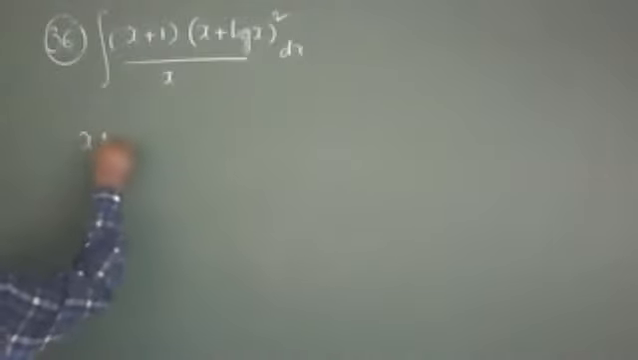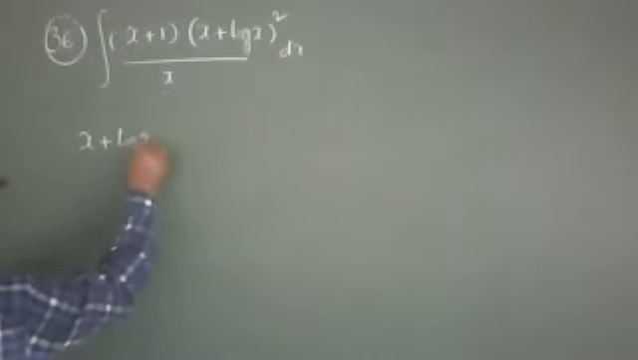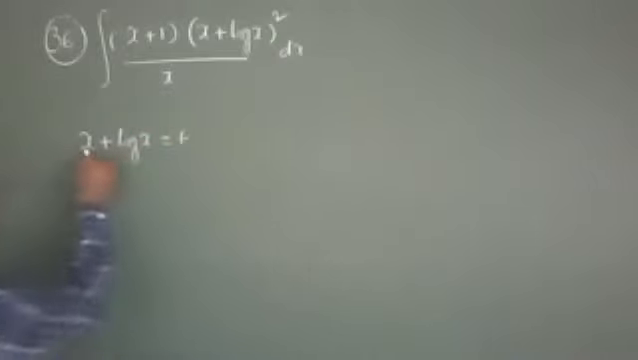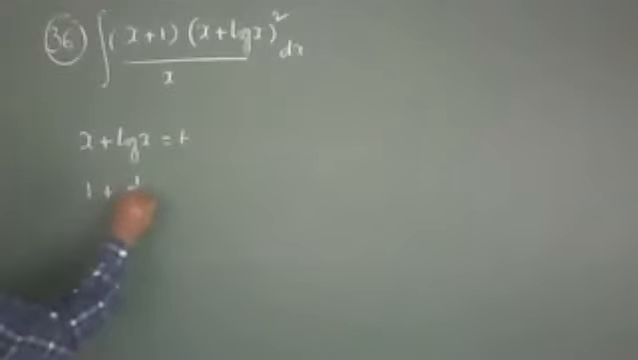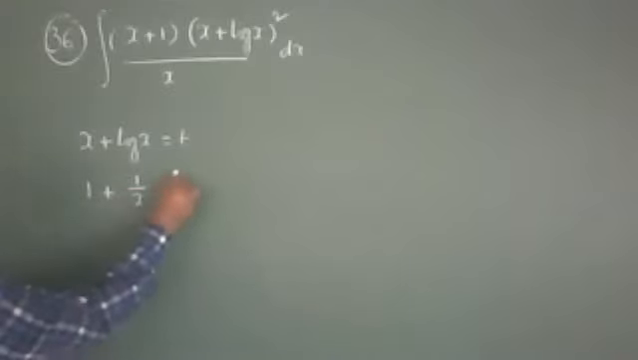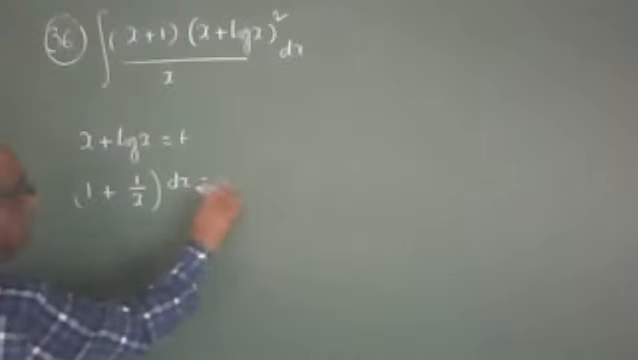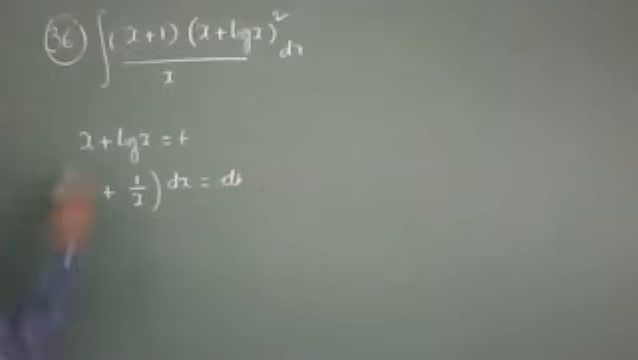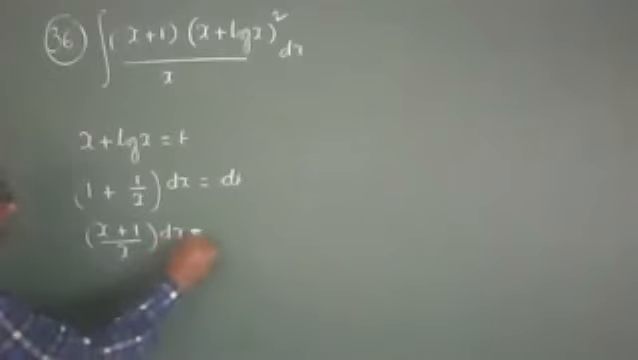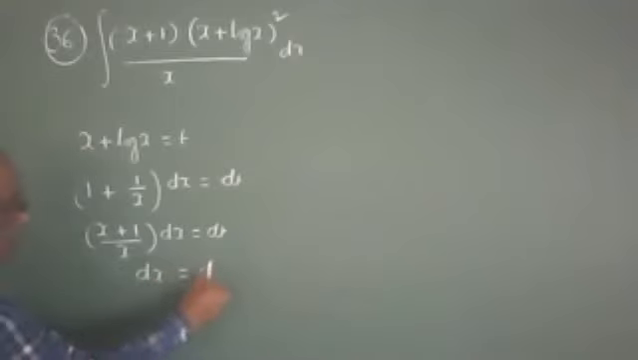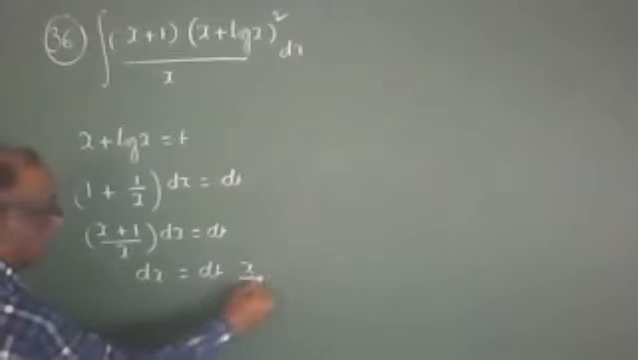Now see, all terms will be cancelled. x plus log x is equal to t. The derivative of x is 1, the derivative of log x is 1 by x, the derivative of x itself is dx, the derivative of t is 1, and the derivative of t itself is dt. Right. Take the LCM: (x plus 1) by x into dx is equal to dt. Now see, the total will be cancelled. dx is equal to dt into x by (x plus 1).